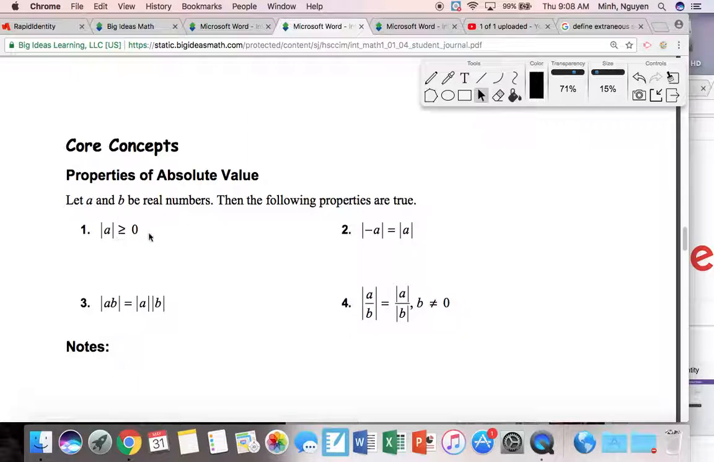The absolute value of a is equal to or greater than 0. That means it has to be what kind of number? A positive or 0, but it cannot be negative. The absolute value of negative a is the same thing as the absolute value of positive a. If you multiply two numbers and take the absolute value, it will be the same thing as taking the absolute values of each separately and then multiplying them, because they will both be positive anyway. Lastly, the same principle applies to division as to multiplication. Obviously, the extra condition is that b cannot be equal to 0 because you cannot divide by 0.